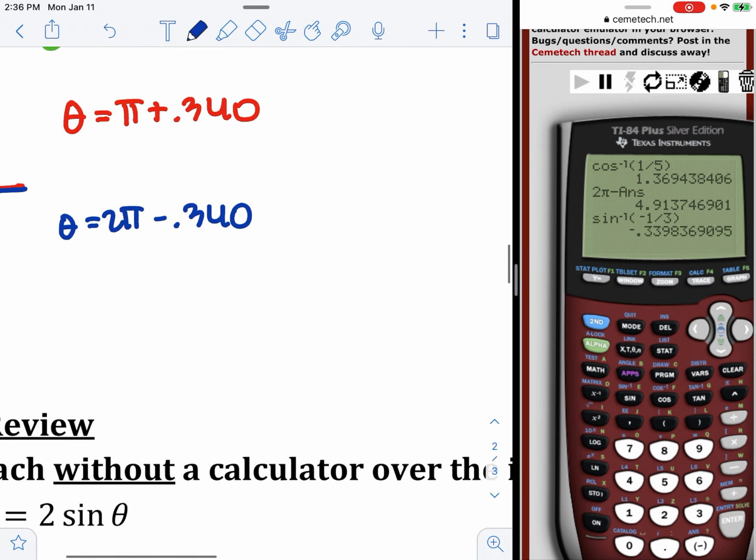All right, so I'm going to find the second angle first since I'm still in blue marker here. First off, I need to make sure that it's positive 0.340 so that I can add and subtract it and use it twice. So I'm going to first multiply it by -1. Now it's positive, and now I'm going to store it as x. Now I can do 2 pi minus that.